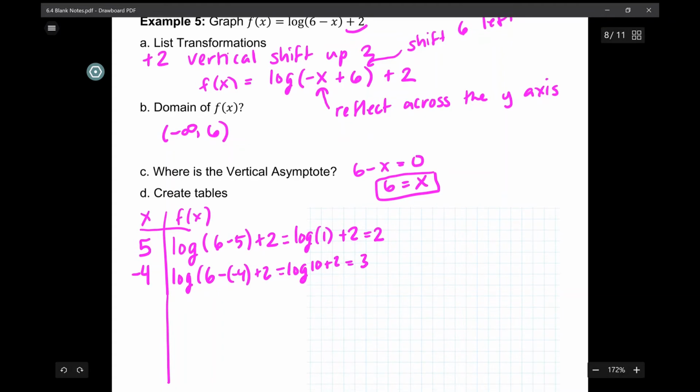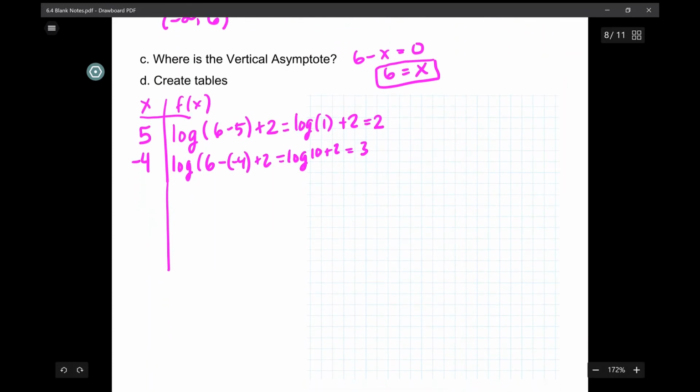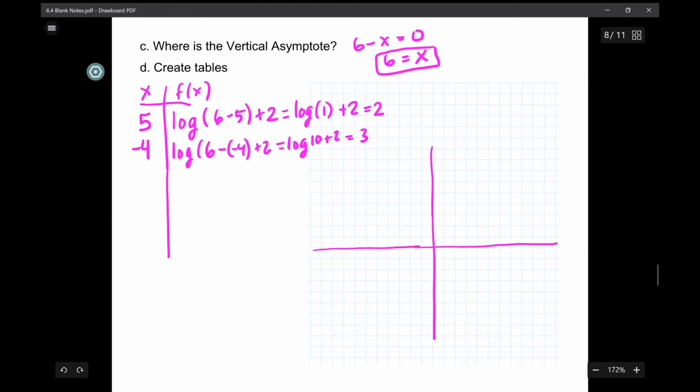And the next one is going to be hard to get another good one because I don't have any more good powers of 10. So let's just use these. And we know my vertical asymptote is at x equal to 6. So let's try to graph this guy here. Let's put the graph right here in the middle. All right, and we're going to go to 6. 1, 2, 3, 4, 5, 6. And that's going to be my vertical asymptote.